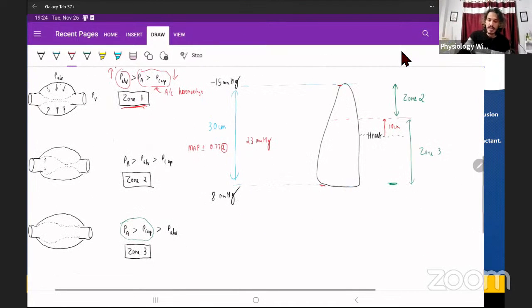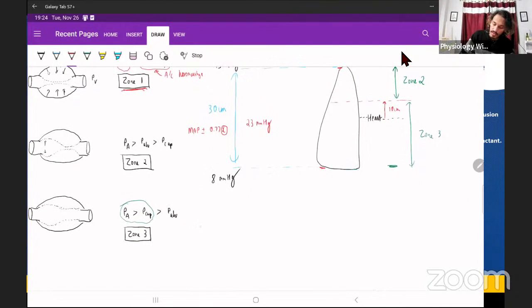Now again, in exercise, or when a person goes supine, what happens? Zone 2 can get converted to zone 3, and the entirety of the lung, especially in exercise, can become zone 3. This is through certain peculiarities where, one, in exercise, for example, your cardiac output will increase, and because of that, blood flow increases. Blood flow increases, the pressure also increases.